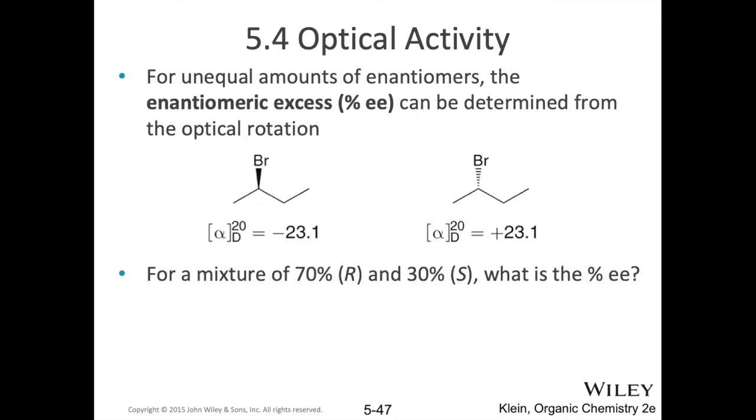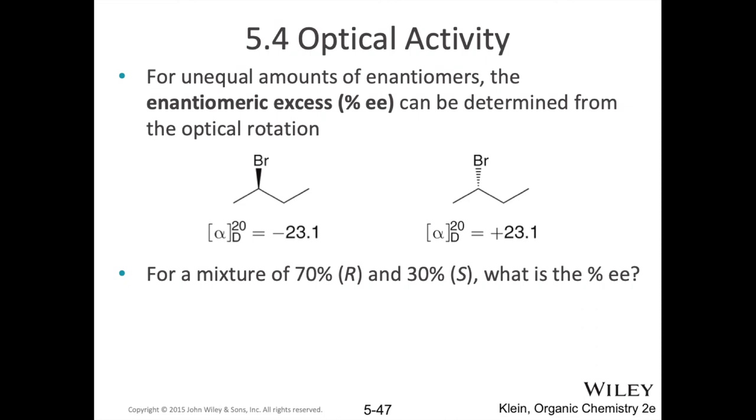With that in mind, though, what can we glean from this experimental evidence? Well, we can use experimental data to figure out the enantiomeric excess, or percent EE, of a sample of a mixture of two different enantiomers. Or vice versa, if we know the enantiomeric excess, we can then figure out what the deflection of light ought to be. First of all, though, what is enantiomeric excess? How do we calculate it?